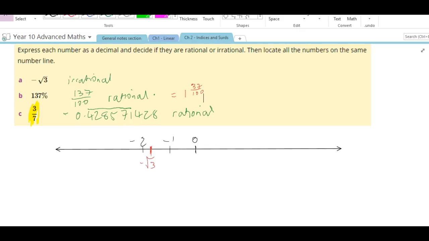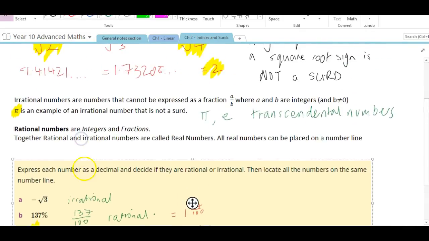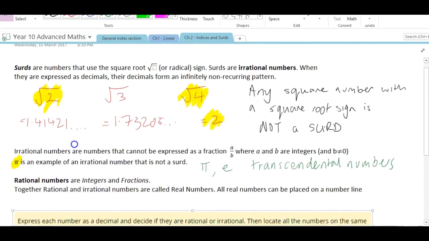Actually, sorry, I'll put it in here. Positive 1, 2, and I'm going to put it in red. So 1 and 37 hundredths is just less than 1 and a half, so it's over here somewhere. You can write 137 over 100 there. And the last one is 3/7. 0.428 something something something. It's about here, so just before point five. So you can write 3/7 there. That's how you decide whether these are rational or irrational. Have a look at the questions in the book and have a go at that.